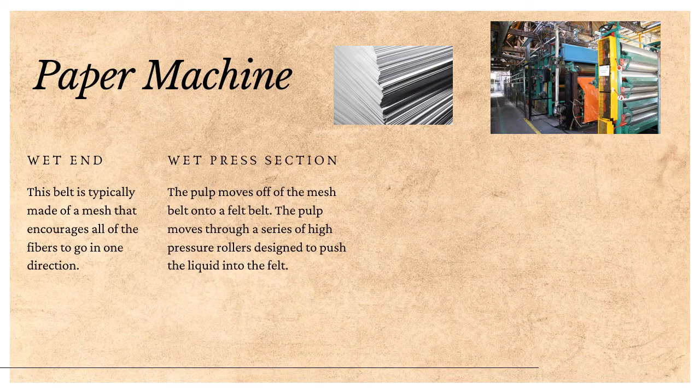In the wet press section, the pulp moves off the mesh belt onto a felt belt. The pulp moves through a series of high pressure rollers designed to push the liquid into the felt.